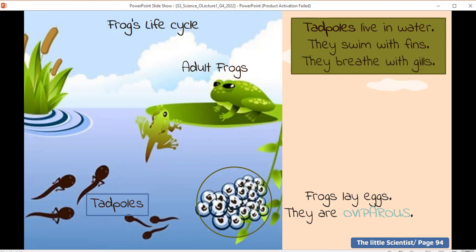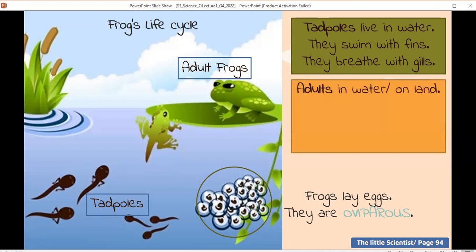So again, frogs lay eggs in water. They are oviparous animals. The larvae of frogs, the tadpoles, hatch from the eggs and live in water. When frogs or amphibians are too young, they use their fins to swim and their gills to breathe. Adult frogs are different. They can live on land too. So adult frogs, big frogs, live on land and in water. This is why we consider them as amphibians.